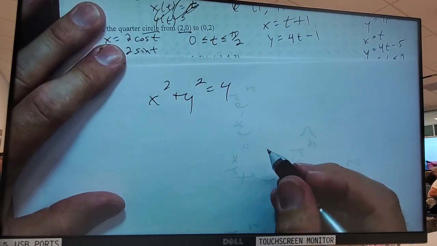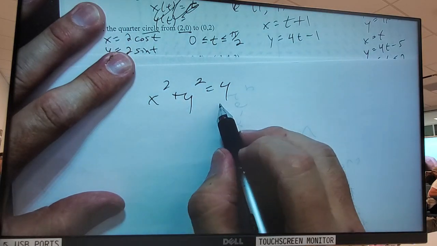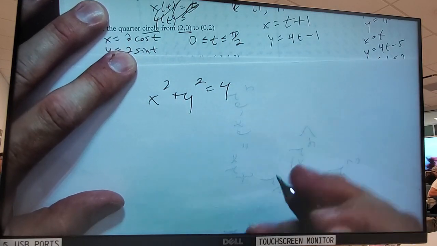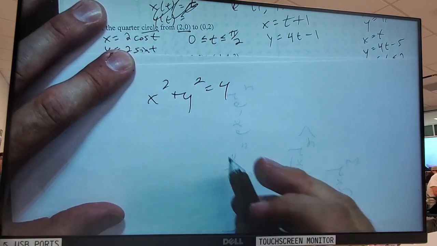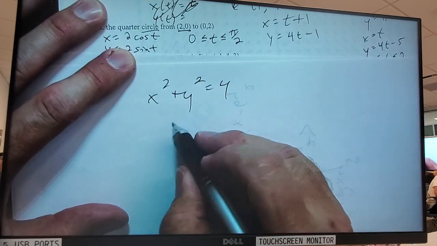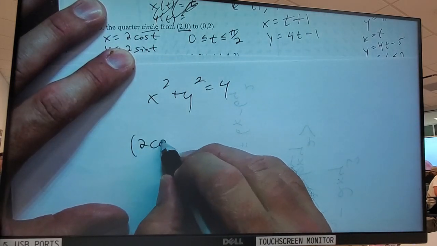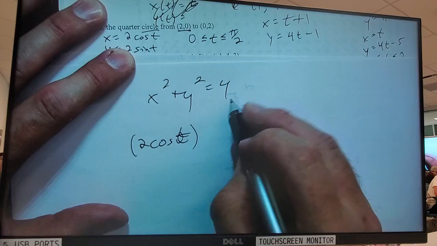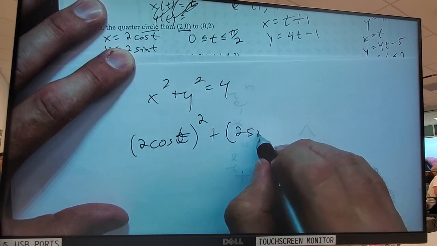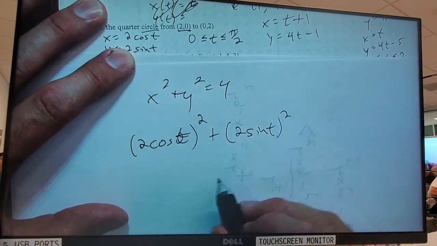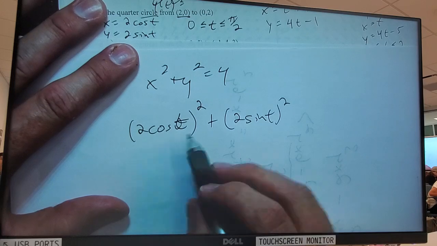In general, anytime you have a circle, especially if it's not centered at the origin, you have to adjust it. But if it's centered at the origin, it's definitely beautiful. So if I let x be 2 cosine t, and I let y be 2 sine t, what do I get?